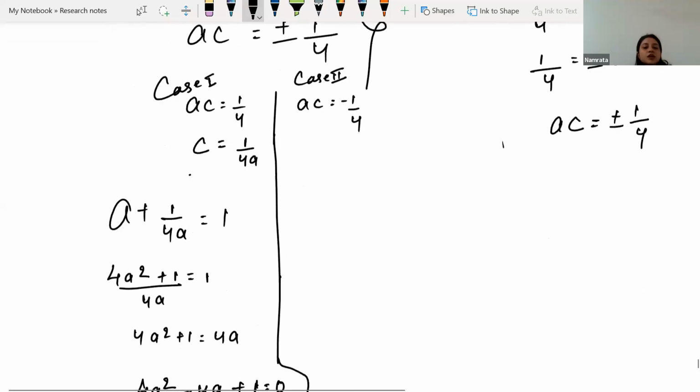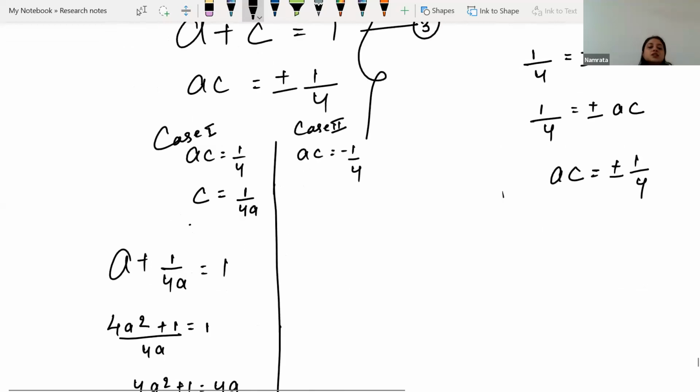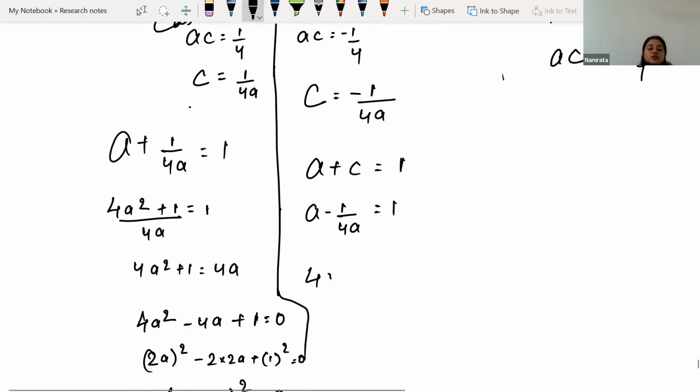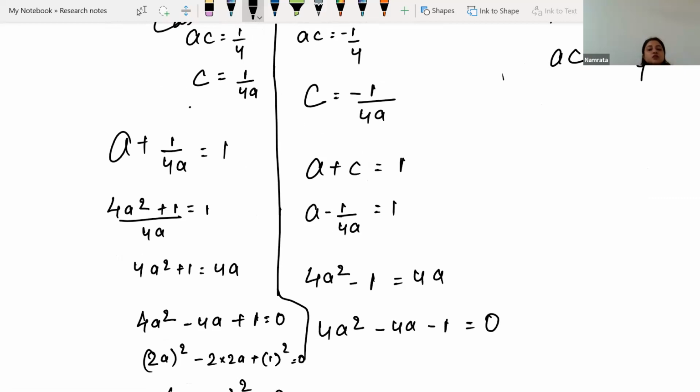Okay. Let's see what the other case is giving. So other case, AC is 1 by 4. Okay. Now the equation is A plus C is equals to 1. Here we will be using C value, that is A minus 1 by 4A is equals to 1. That means 4A square minus 1 is equals to 4A. That means 4A square, here minus 4A minus 1 is equals to 0.